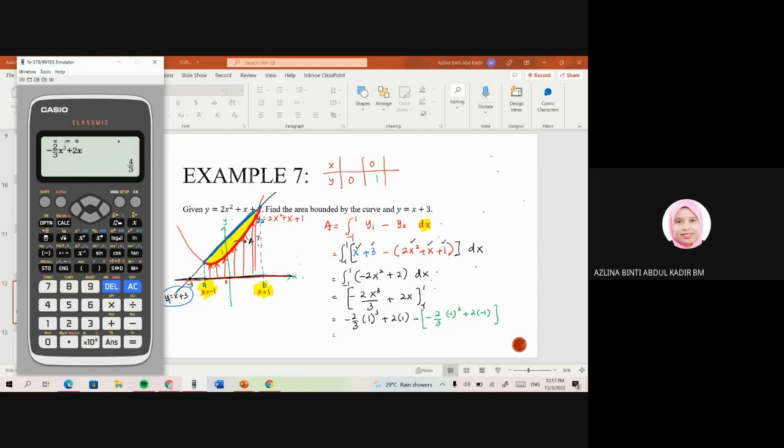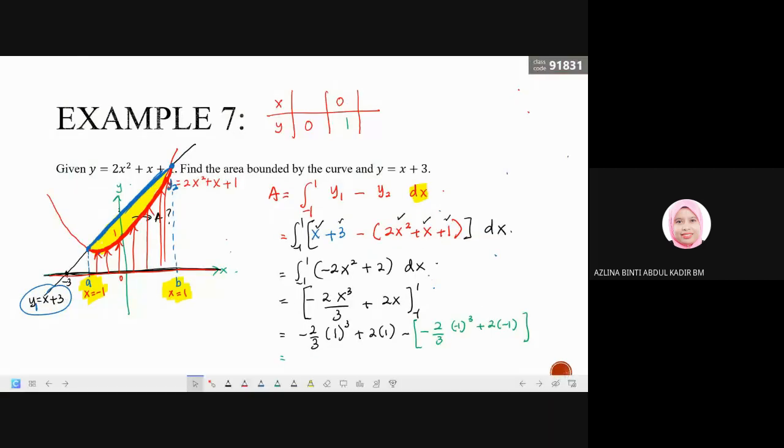Equal. So akan dapat 4 over 3. Okay, 4 over 3. Lepas tu calculate lagi sekali. Calculate negative 1. So akan dapat negative 4 over 3. Okay, then sini negative 4 over 3 positif. 4 over 3 minus dengan negative 4 over 3. So the answer is 8 over 3 unit squared. Awak memang dapat positif lah. Sebab apa? Sebabnya sketching kita tu atas daripada x-axis. Positif kan? So the answer is 8 over 3 unit squared.